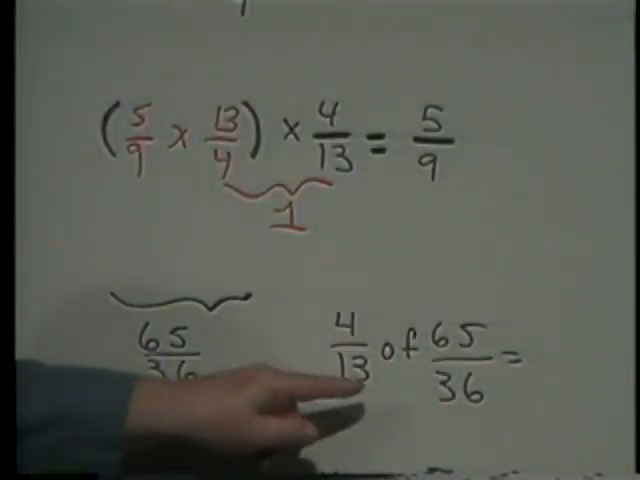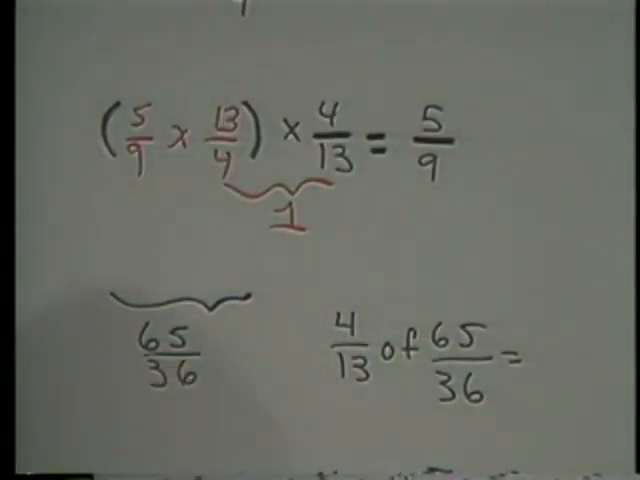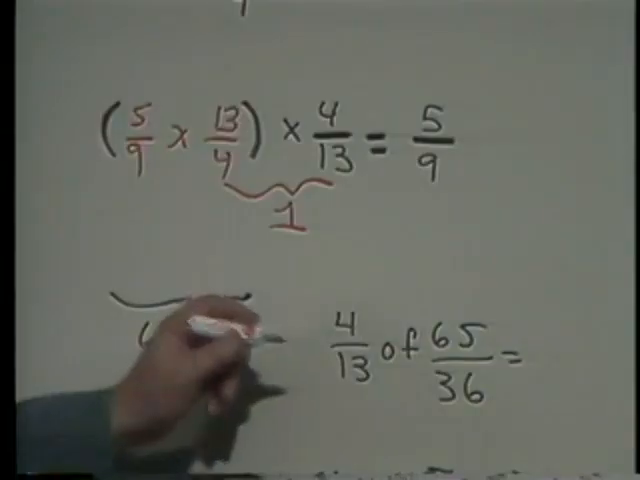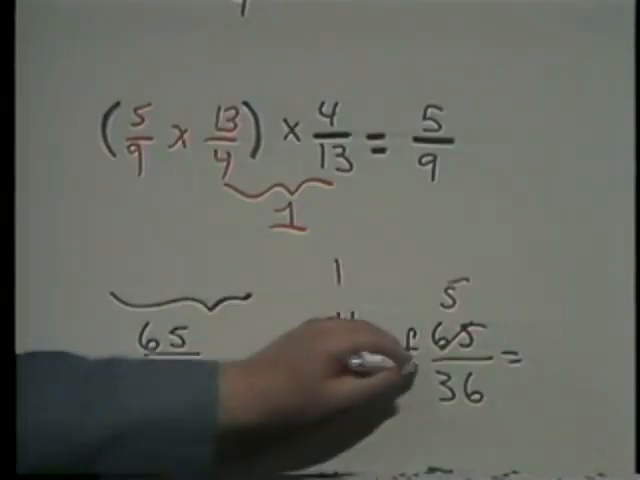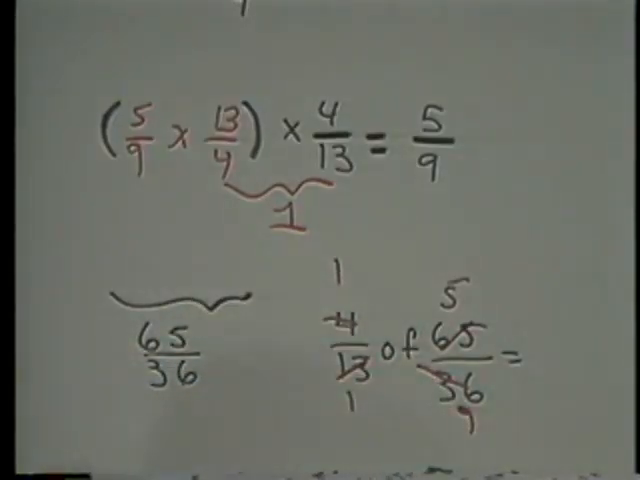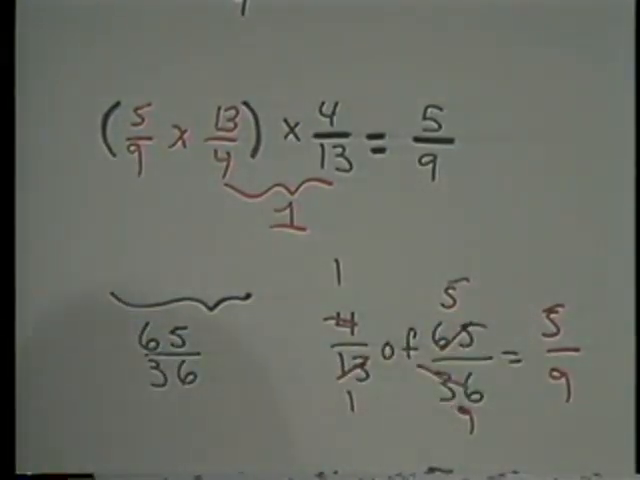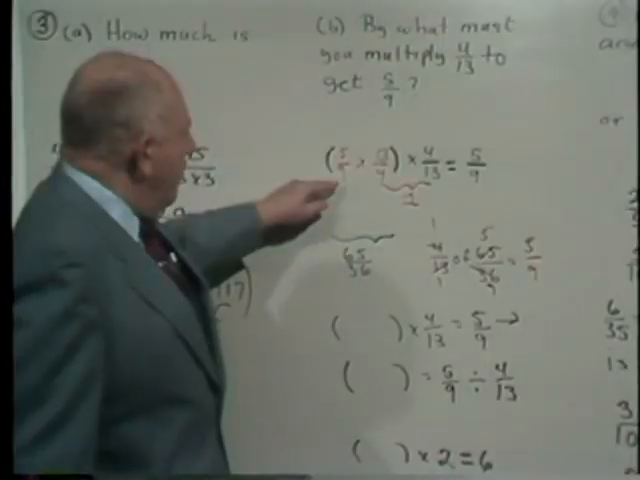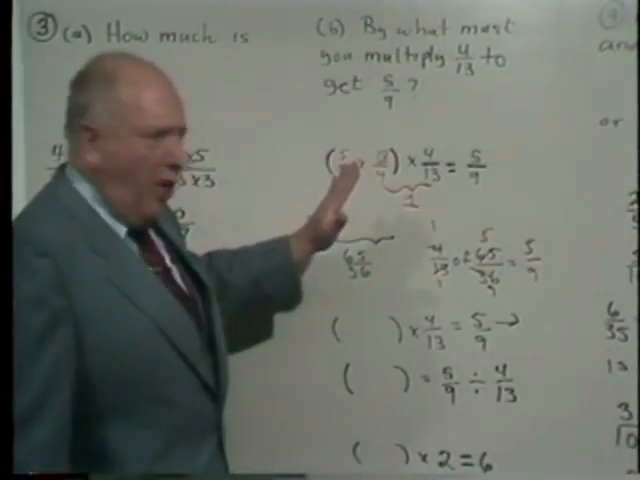And how can we check that? If this is right, what should happen? If we multiply the answer by 4/13, we should get 5/9. And look what happens here. 13 goes into 65 once, 4 goes into 36 9 times, and the answer, lo and behold, is 5/9.